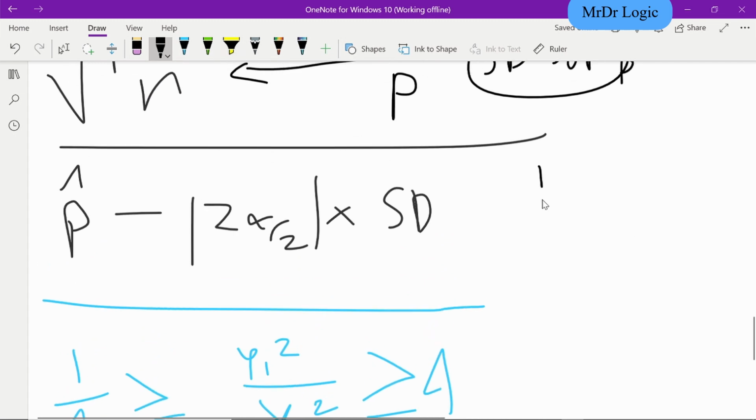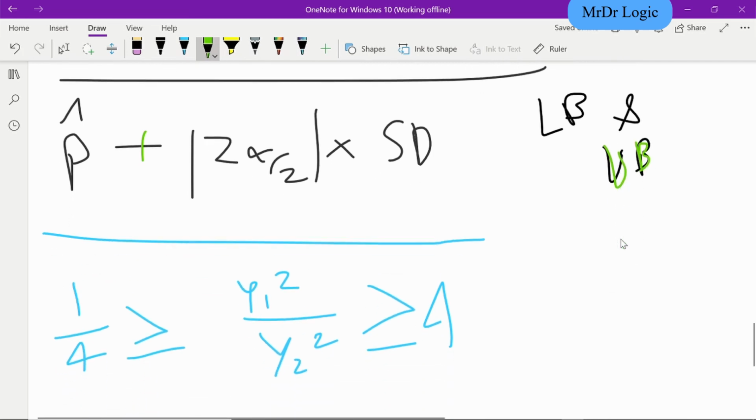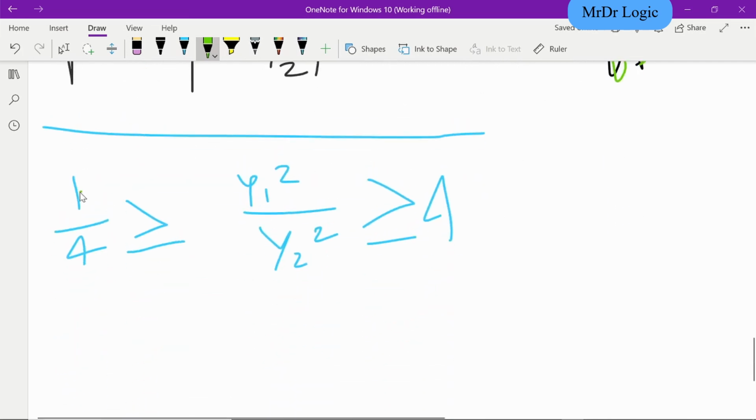And finding the lower boundary and upper boundary, you follow this formula. Obviously the upper boundary is going to be a plus, so this would actually be the upper boundary. But you still get the idea. And just ignore this part.